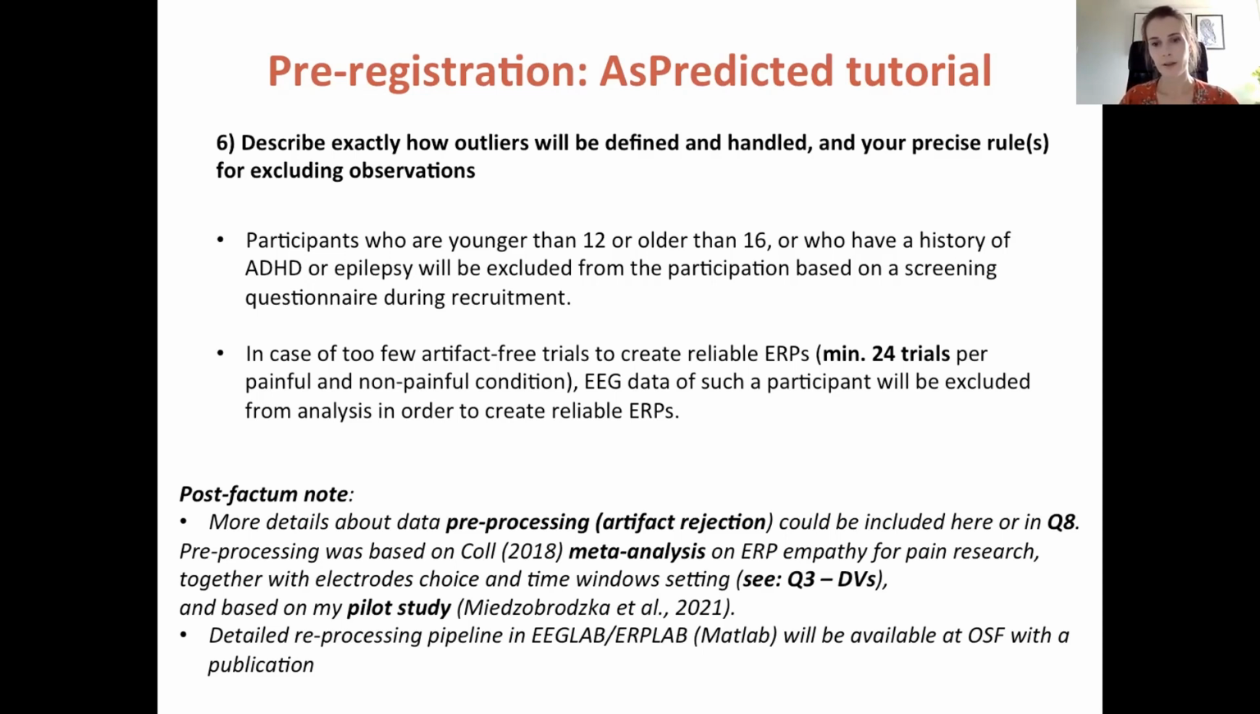I also included here information that the time windows were already mentioned in question 3, and that in question 8, which is the following question, you can also say more about the pre-processing or the artifact rejection. So what you can do also in a situation like I am in now, where I know all that I should have done better, is to make my detailed pre-processing pipeline available upon publication. So anyone who would like to check my pre-processing can do it without, I hope, additional questions, as it should be straightforward and detailed.